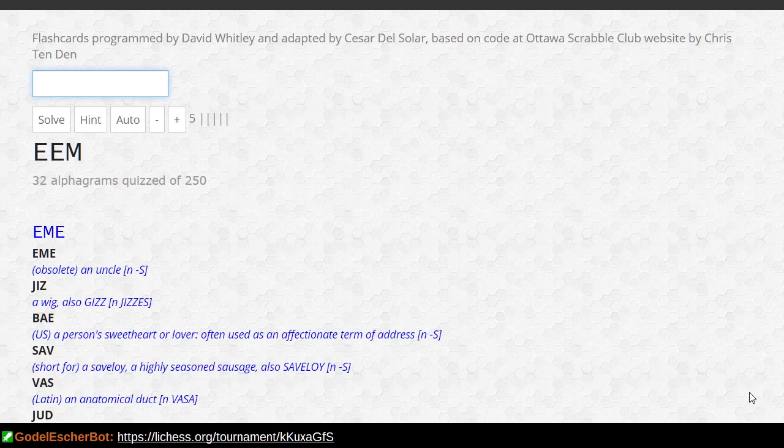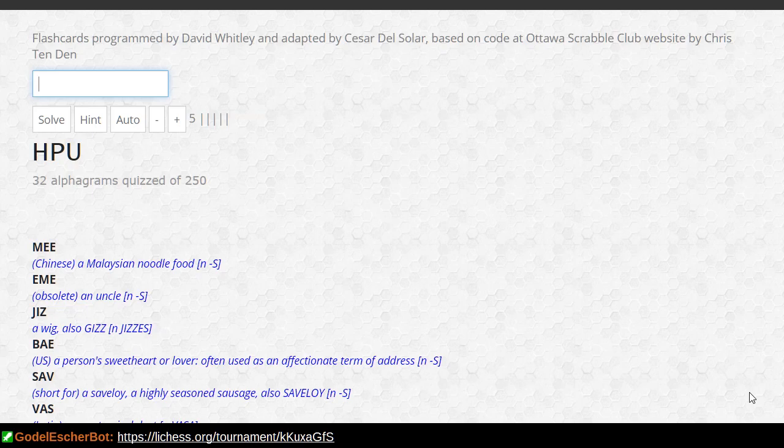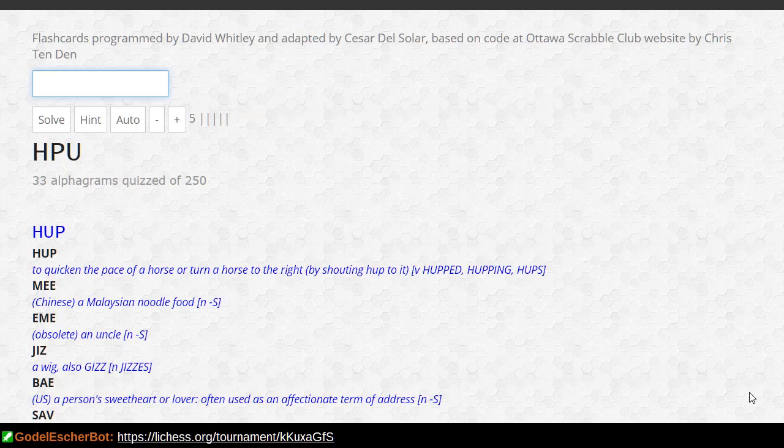Okay, there's only three ways to spell this. And I got it wrong, so it's M-E-E. May, a Malaysian noodle food. Huh, I've not had that. Up, two, three, four. That shouting hup to the horse. I think pause. Yeah, an interjection.